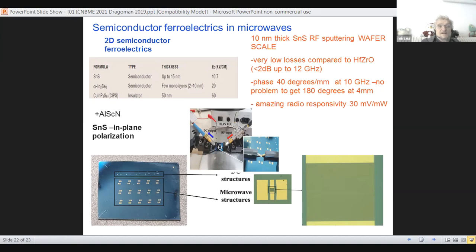But the appearance of hafnium oxide-based ferroelectrics has boosted a lot of researchers to use ferroelectricity in nanodevices, at nanoscale, in nanoelectronics. And this is a pretty good account of the state of the art today.